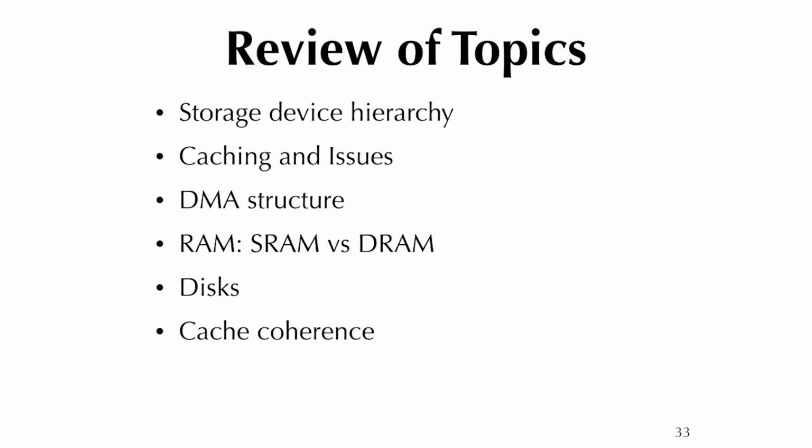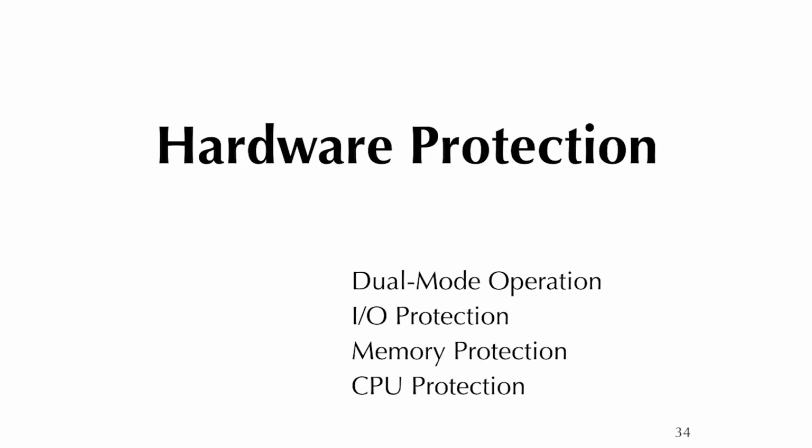All right, so quick review. We talked about storage devices, caching, DMA structure, and how DMA works in the cache architecture. Actually, cache helps not only with performance but also reduces contention with DMA. Different memory types, SRAM, DRAM, disks, and cache coherency. So a lot of this is supposed to be a quick review of architecture.